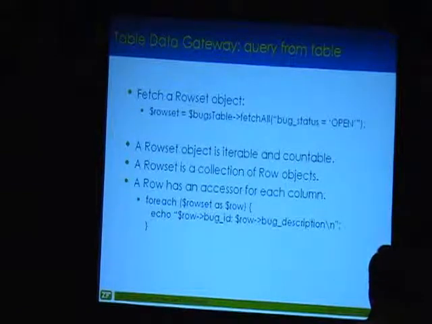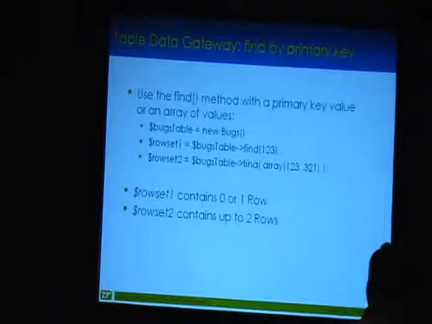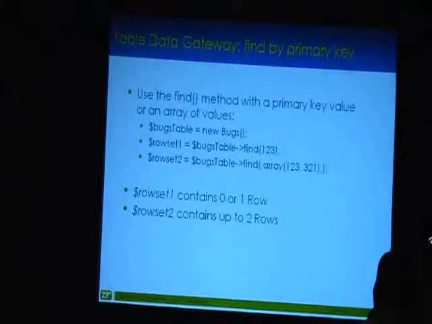I'll show you an example. But first, there's a method find, which is a little bit like fetch all, except instead of having to specify a whole where clause, you just specify the value of a primary key or multiple values. You can give it an array and it will return multiple rows corresponding to the values you give.